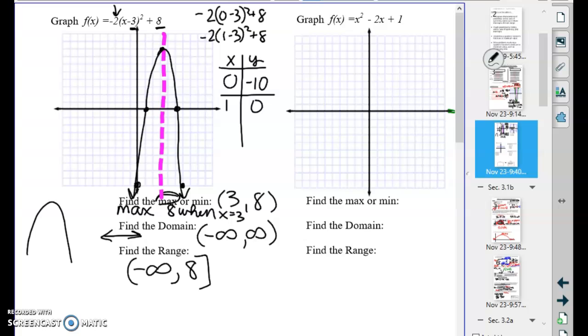And then I can look, does it open up? Does it open down? I know it's going to open up because it's a positive out front. All right, so it's going to therefore have a minimum. And gosh, what are some of the things that I can do? Well, if I look at this, I see that I can easily factor this.